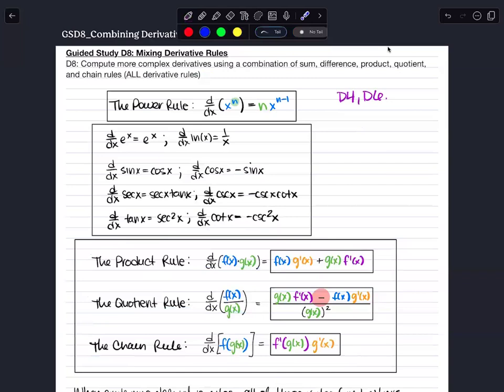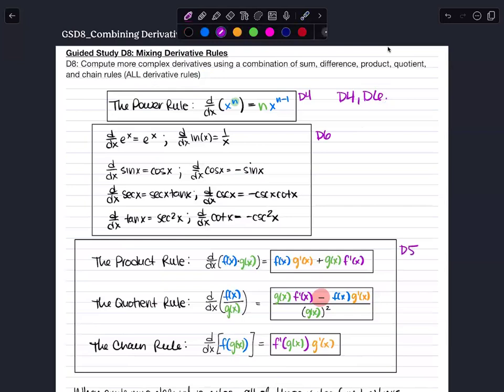I have added into the guided study 3 additional videos that review each one, product, quotient, and chain. They do some basic examples of the product, quotient, and chain rules. So go back and get more comfortable with those 3 rules. And really, if you're not comfortable with the power rule, then you need to go back to D4. This stuff was D5. This was D4. And this was D6. And there were some other rules in D6 that you do need to write and know.